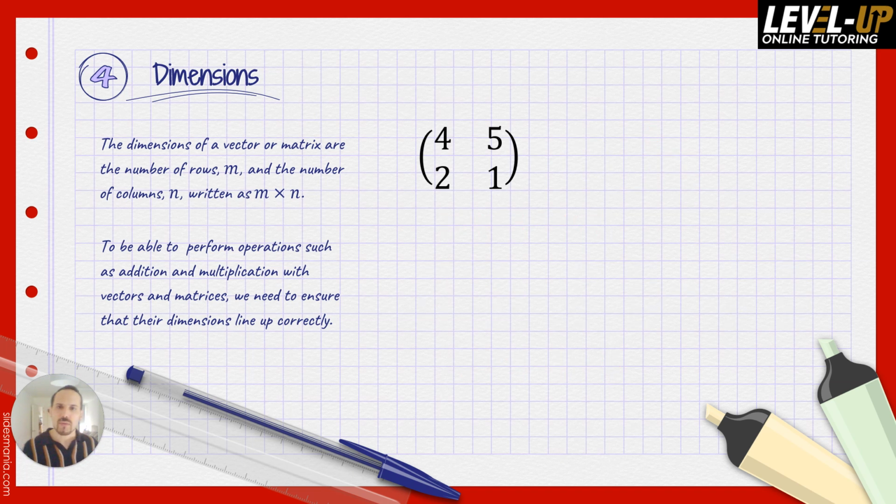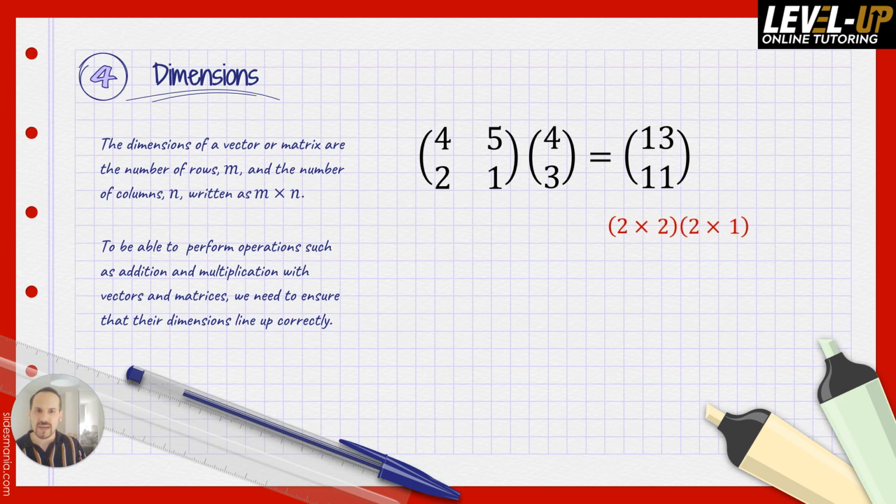Now let's look at multiplication. Say we were taking that matrix and multiplying it by this vector 4, 3 again. So we're essentially doing a 2 by 2 matrix times a 2 by 1 matrix. Following the method we saw before, where each row of the matrix we multiply by the column vector here, you can see we can work that out, and you get 13 by 11.